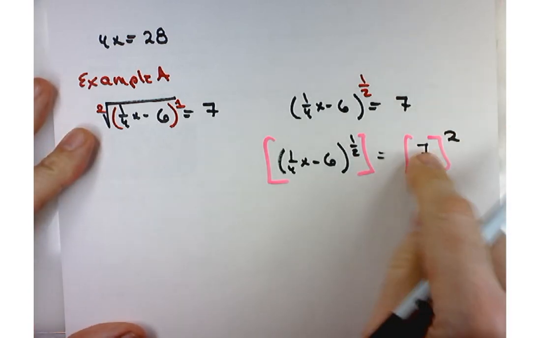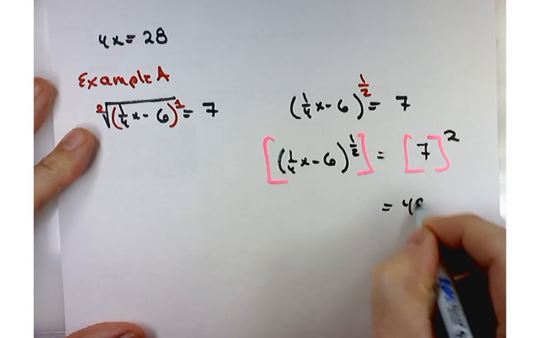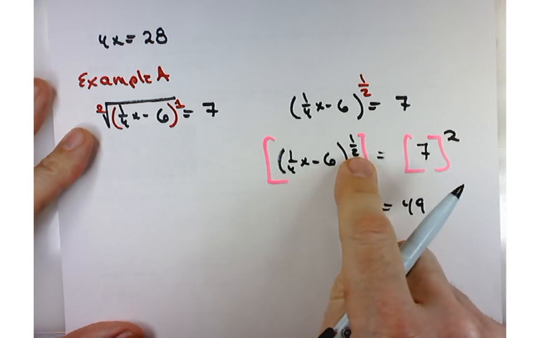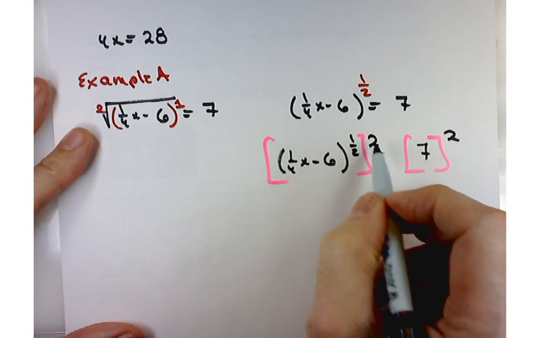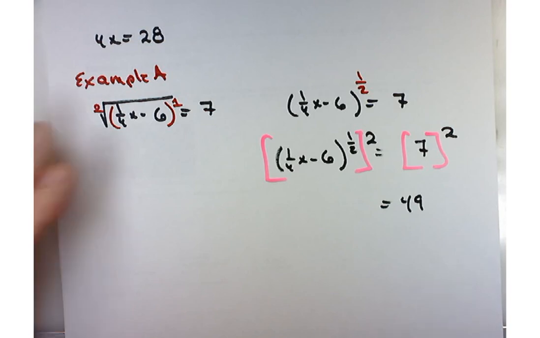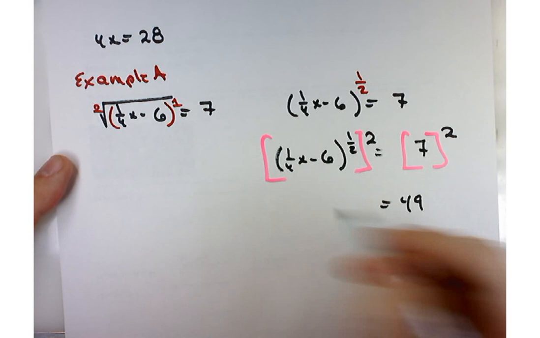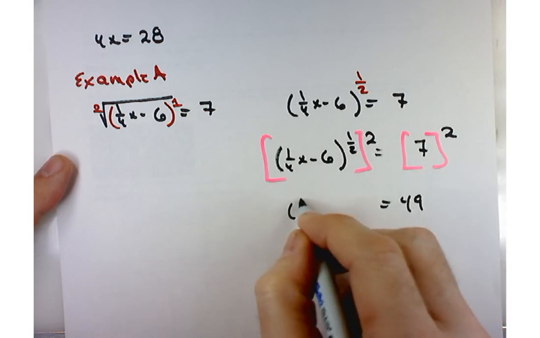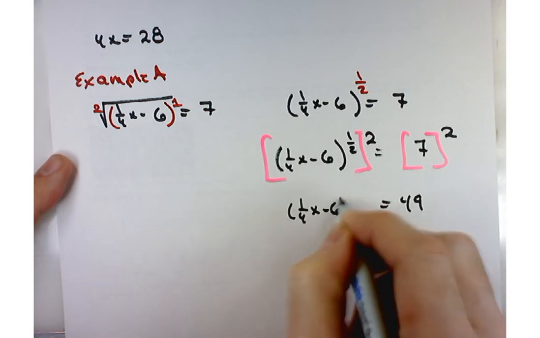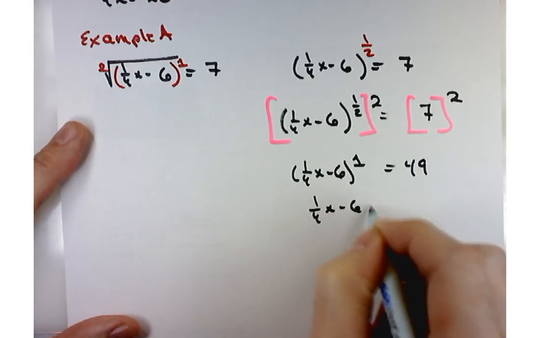Now, on the right-hand side, that's just 7 squared. 7 squared is 49. But how about on the left-hand side? What do these two exponents do when I remove this bracket? Liam? They cancel out. Yeah, they cancel out because they multiply. 1/2 of 2 is 1. So this really gives me 1/4 x minus 6 to the first power, or better yet, just 1/4 x minus 6.